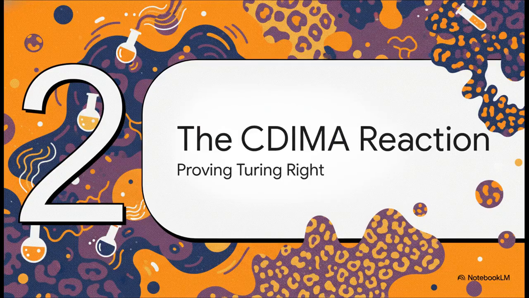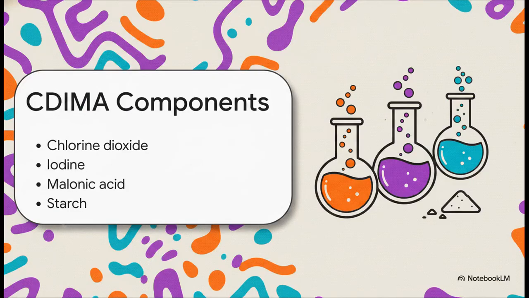Section 2, Proving It, the CDIMA reaction. For about 40 years after Turing proposed this, it was just an abstract mathematical theory. Chemists struggled to prove it in the lab because getting two molecules to have vastly different diffusion rates in an aqueous solution is notoriously tricky. But that all changed with the CDIMA reaction. This stands for chlorine dioxide, iodine, and malonic acid. These are the core components of a specialized chemical oscillator.